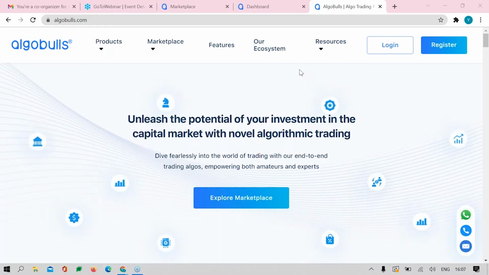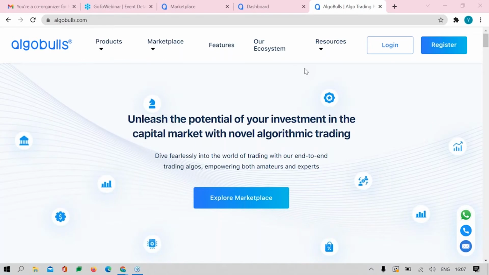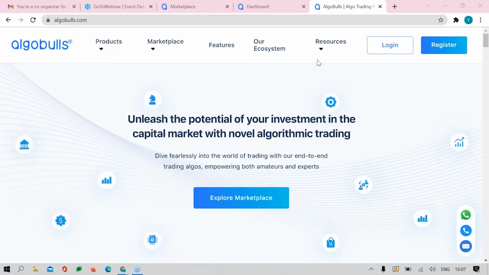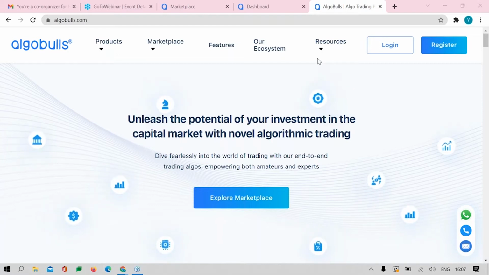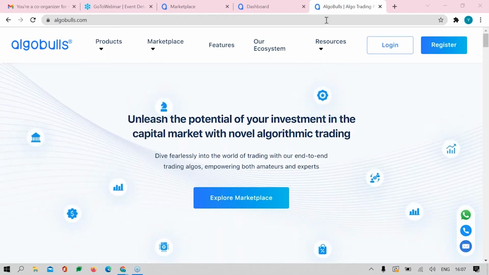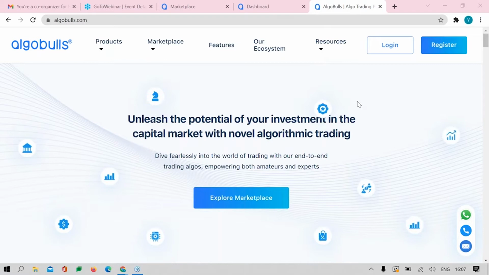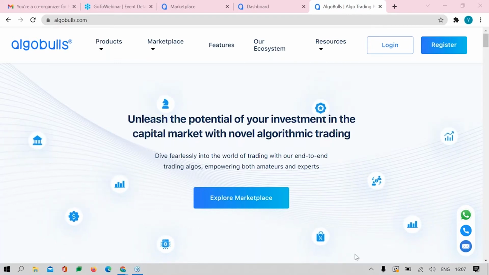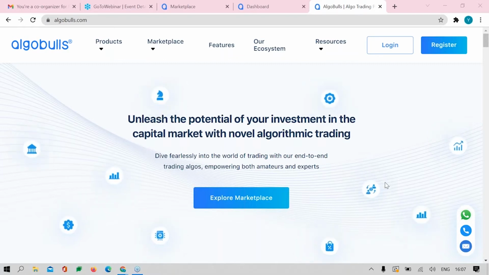Firstly, I would want to introduce you to the algorithmic trading platform where Mr. Dinesh's strategy is listed, and secondly I'll be taking you through Mr. Dinesh's strategy and showcase how the strategy is built and what it is all about. I believe my screen is completely visible, and I would like to take you through the solution called AlgoBulls, which we have built, and give you a brief understanding of what AlgoBulls is and what we are doing here.